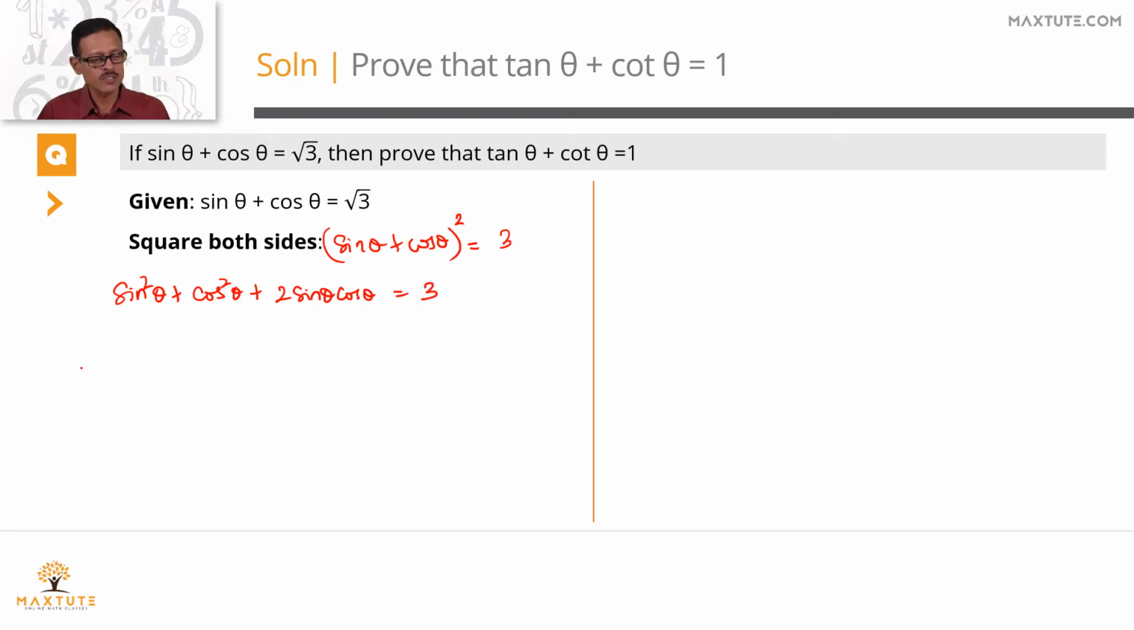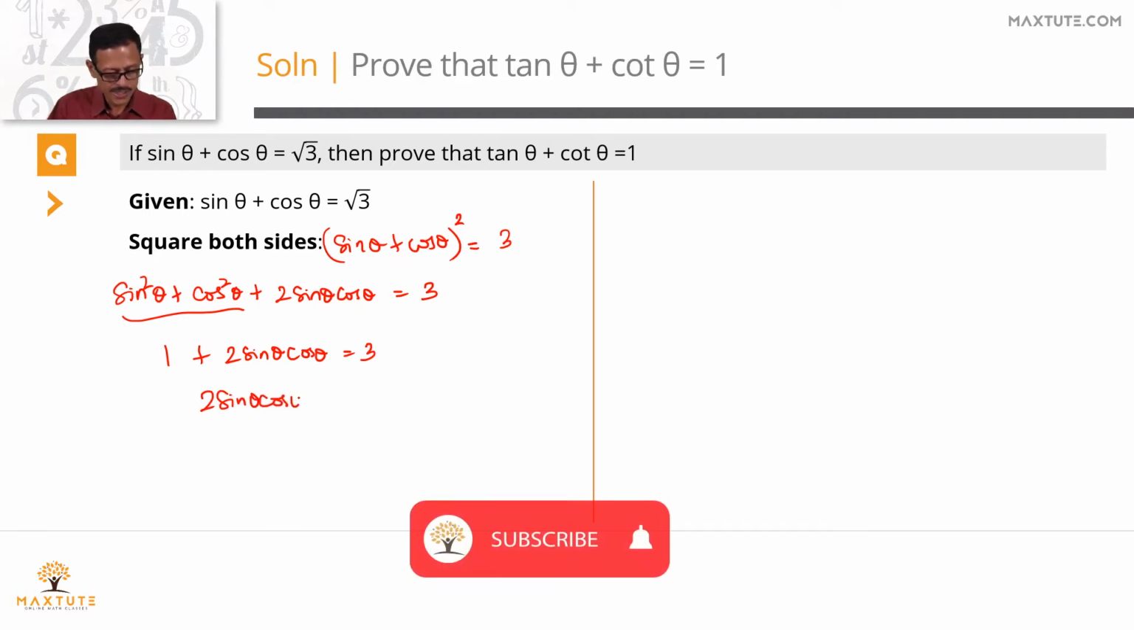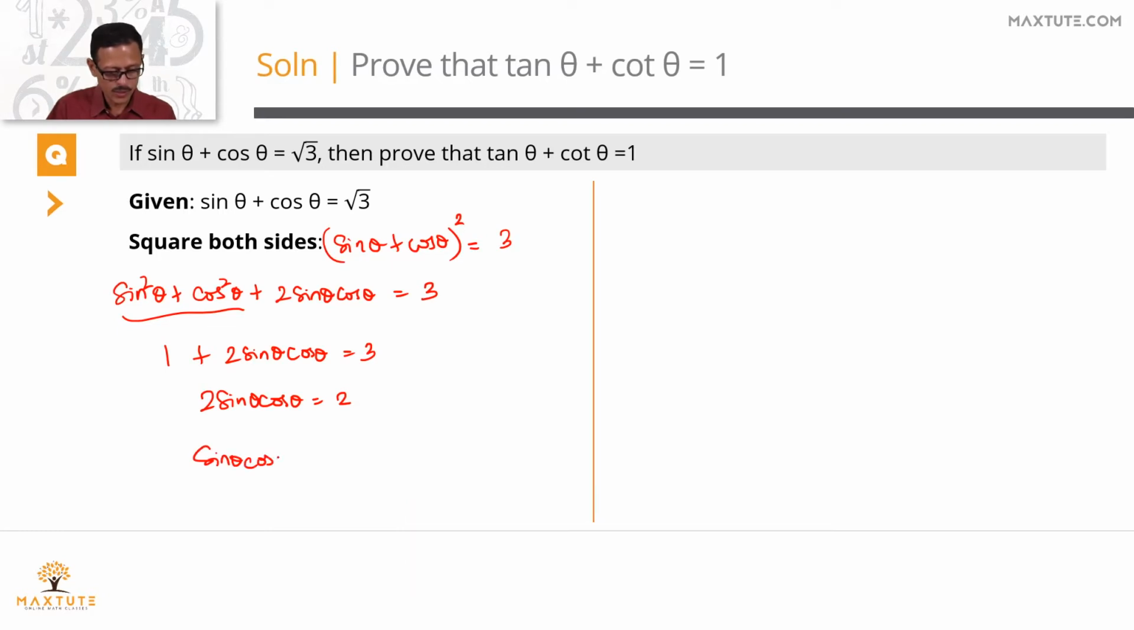We know sin square theta plus cos square theta is equal to 1. So let's plug that in here. 1 plus 2 sin theta cos theta is equal to 3. Take the 1 to the right hand side. So we'll be left with 2 sin theta cos theta is equal to 3 minus 1, which is equal to 2. Divide both sides of this equation by 2. So we'll get sin theta cos theta is equal to 1.